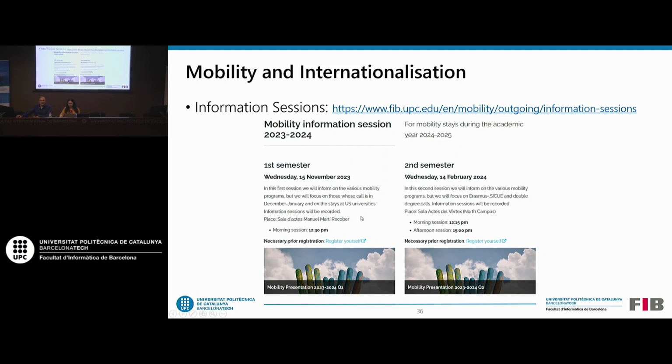Since there are some complexities here, the way that we overcome this is with 2 information sessions. This is from this year, but next year will be similar dates. You will see it's one mid-November, one mid-February. And basically what we do there is explain how to apply, how to fill the documents, so on and so forth. Okay. In February is where most of the people go for mobility. That's why we have 2 sessions, even morning and afternoon. So this is quite a successful thing.